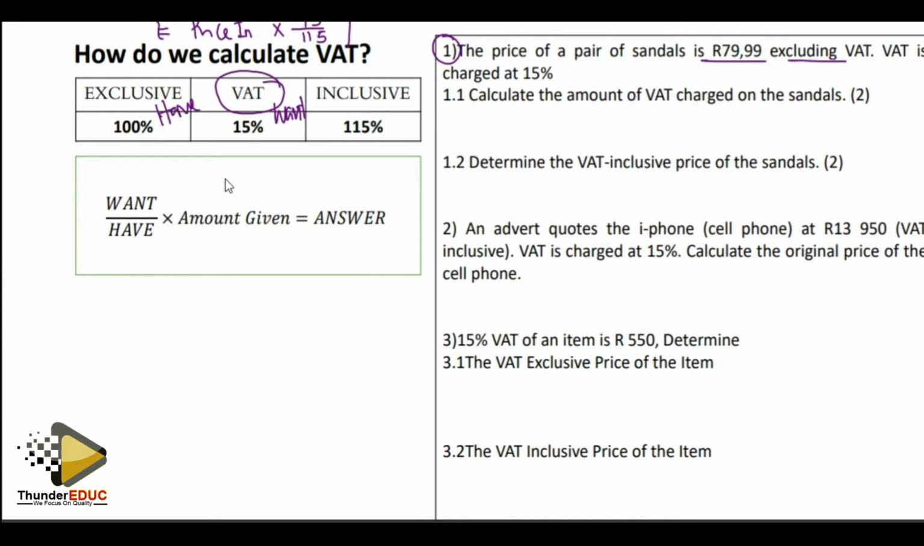So let's substitute in the formula. We say what we want over what we have, times the amount given, should give us the answer. So we want 15, and what we have is 100, times the amount given, 79 rands 99 cents. What's the value of VAT? That's what I'm looking for. So I'll get my VAT as 11 rands.